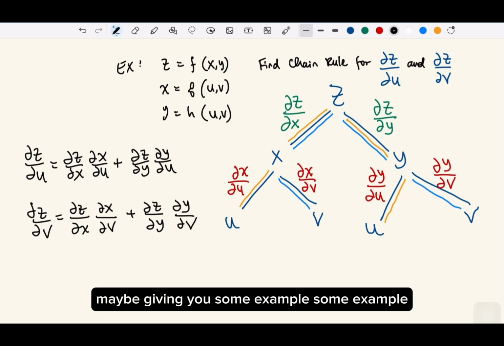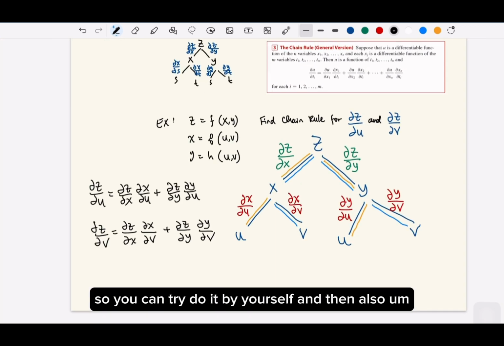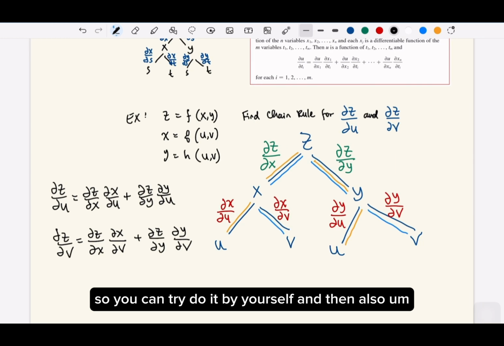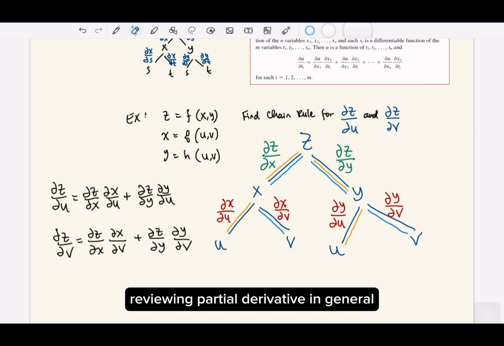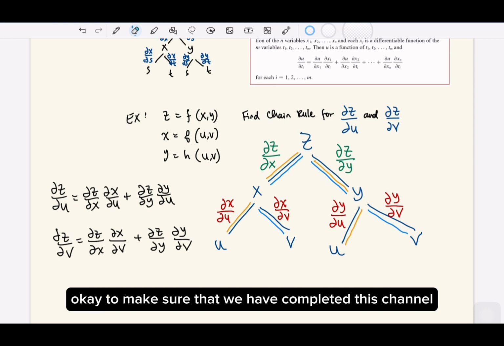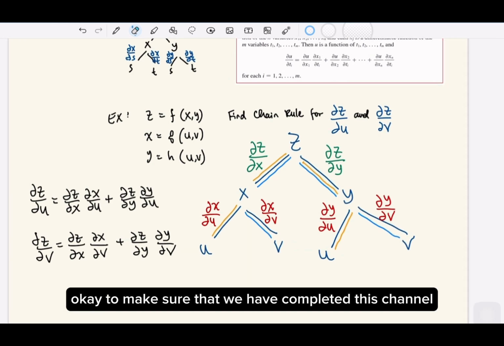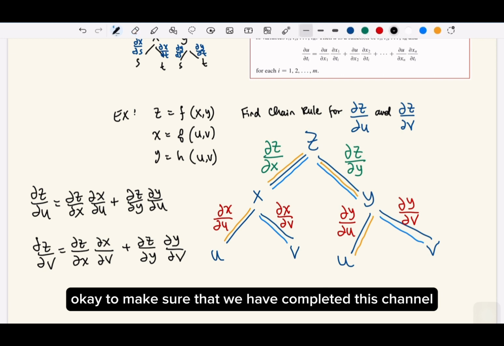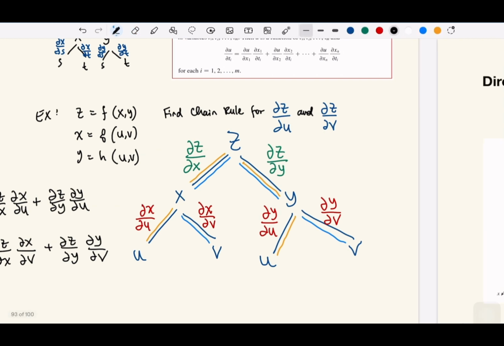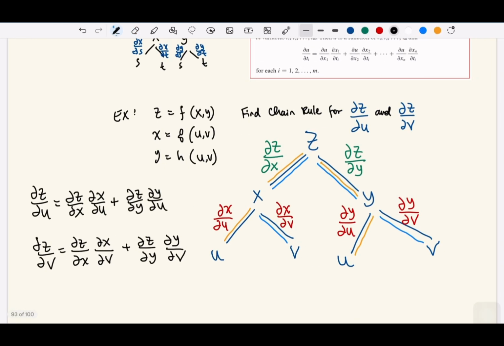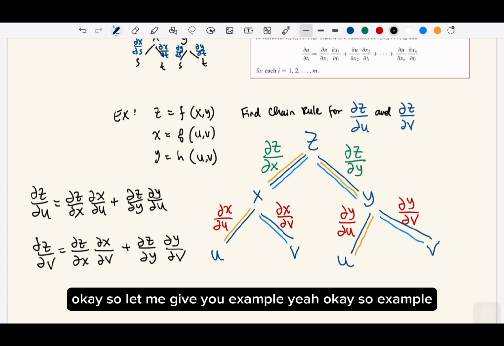Maybe giving you some examples, so you can try to do it by yourself, and then also reviewing partial derivatives in general, to make sure that we have completed this chain rule. Okay, so let me give you an example here.